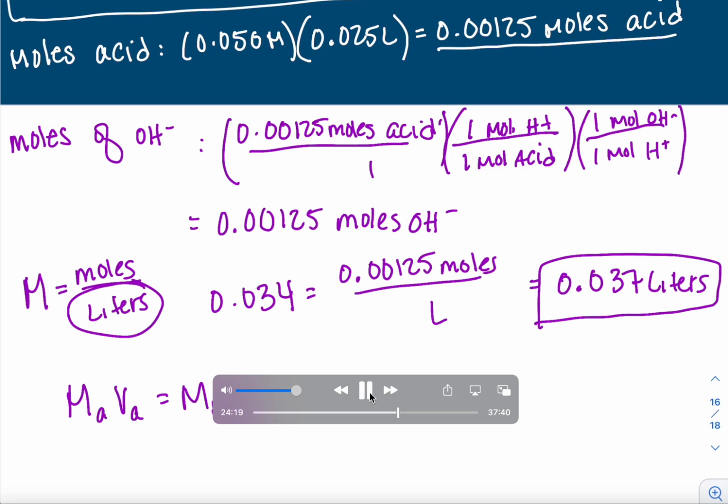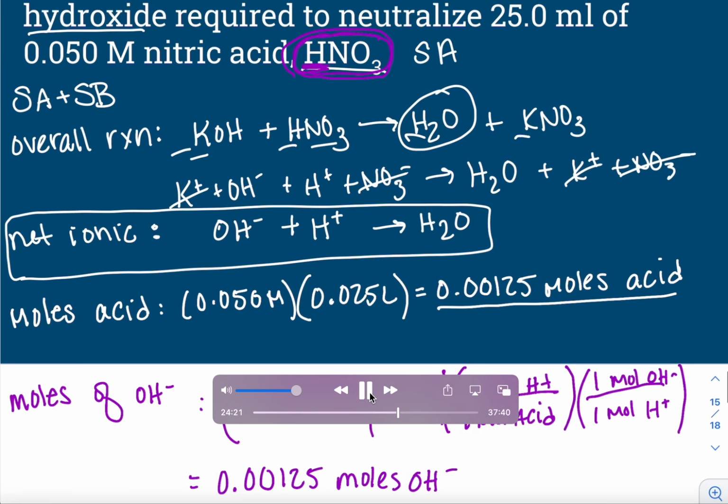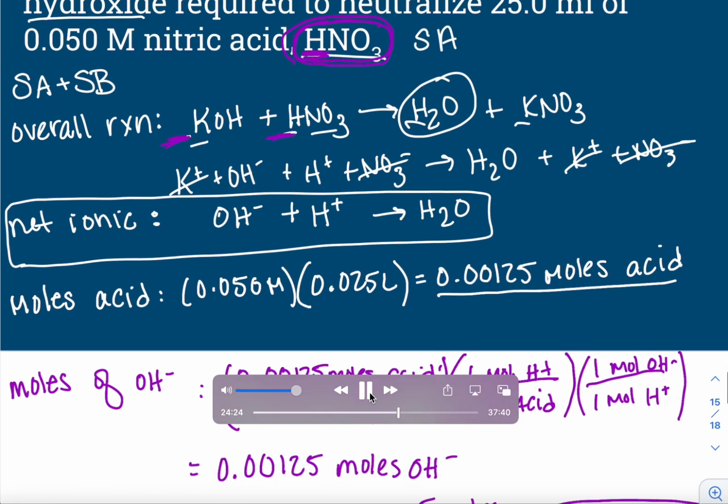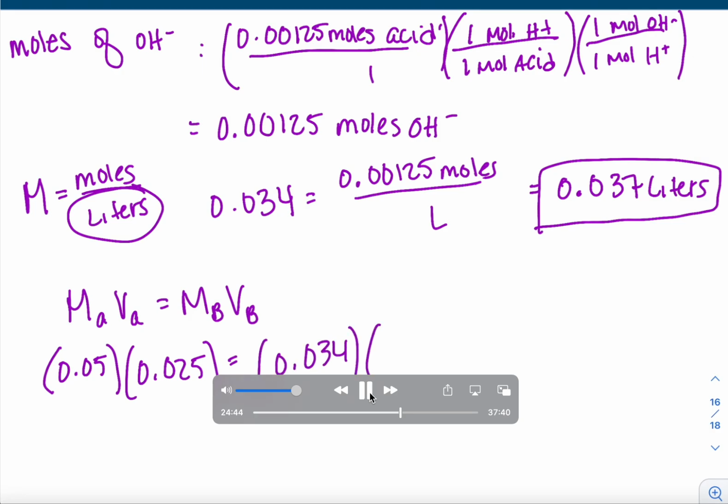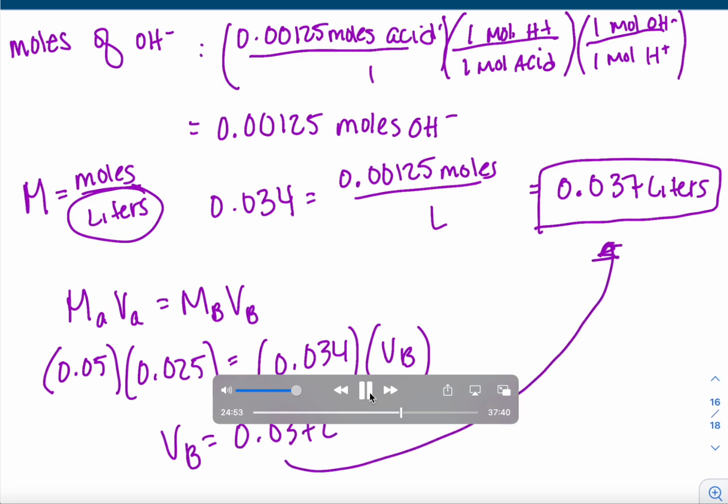If it's not monoprotic, we'll talk about that later, but this is a 1-to-1 ratio. KOH to HNO3 is 1-to-1, so we can just use this formula. Our molarity of acid is 0.05. The volume, I'm going to do it in liters, but you can do it in mLs if you want. And then our molarity of our base and our volume. If you do that out, your volume of your base comes out to this, which is the same.